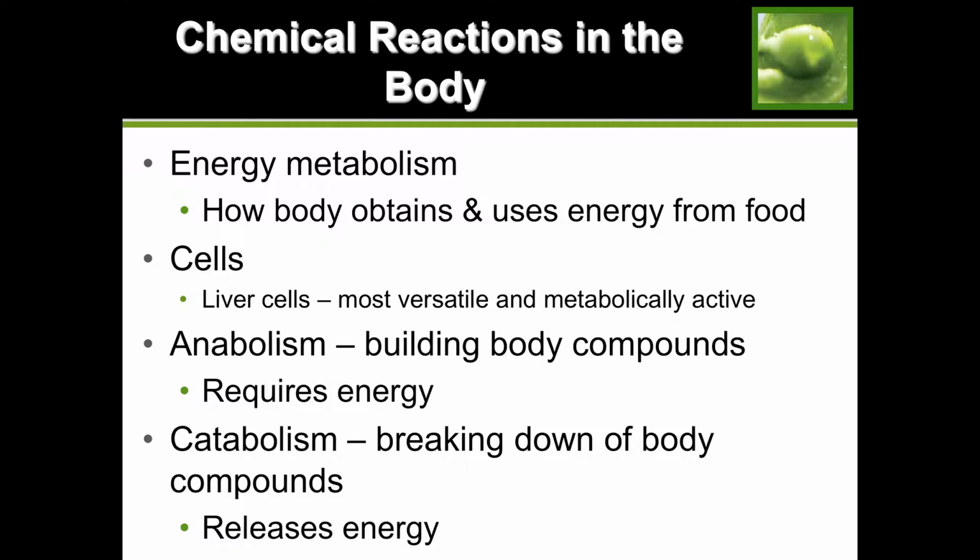So energy metabolism is actually how the body obtains and uses energy from food. We just saw how the macronutrients were broken down. So now we're going to see how, after that breaking down of the macronutrients, our body then uses it for energy. When it comes to cells, obviously the liver cells are going to be the most versatile and metabolically active.